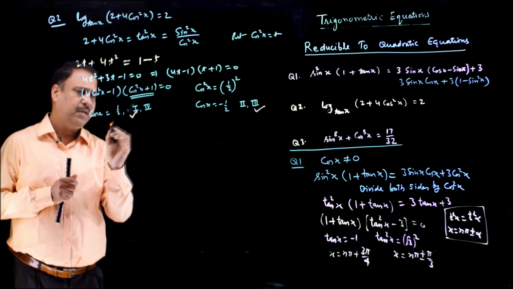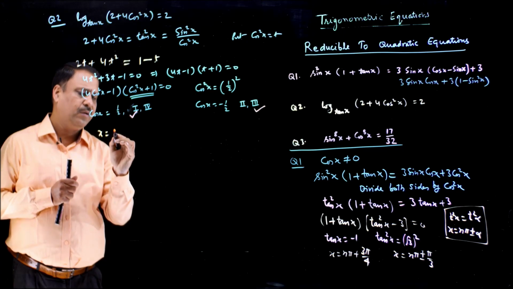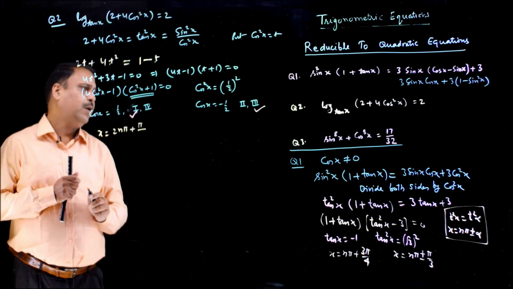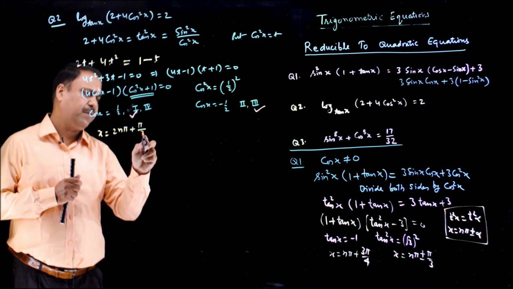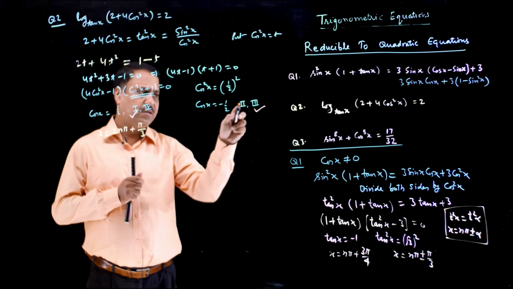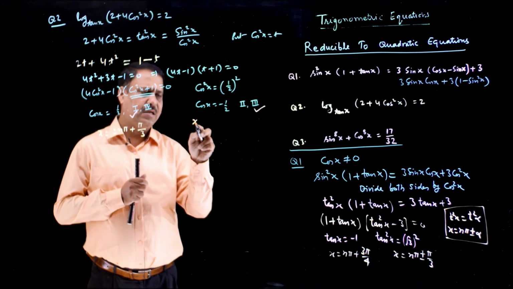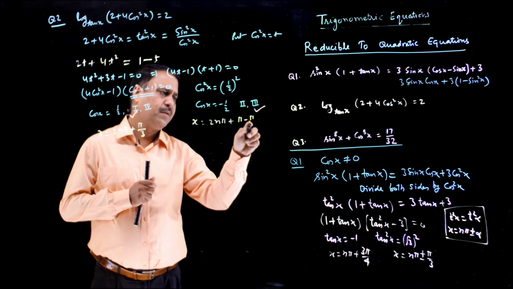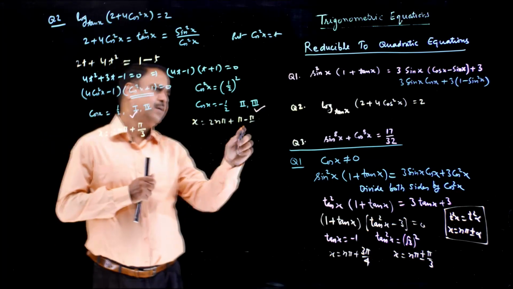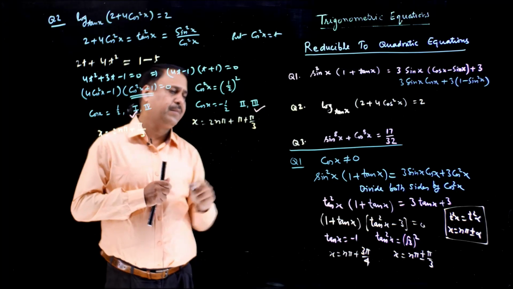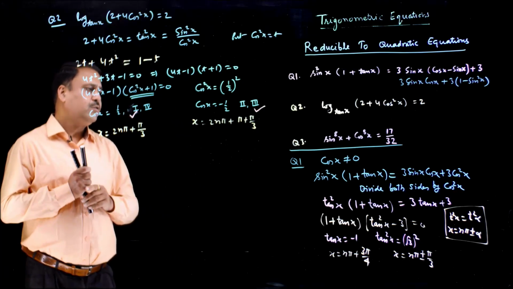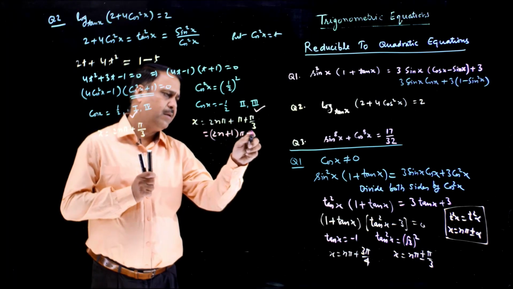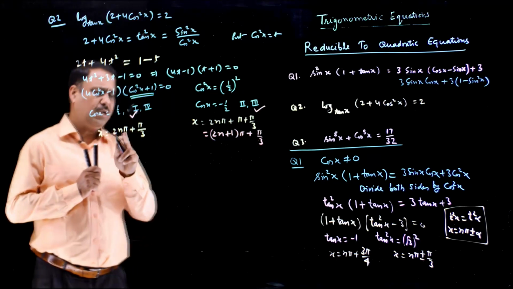So here my solution will be x is equal to first quadrant, 2n pi plus pi by 3, since 1 upon 2 means pi by 3. And here, third quadrant, x is equal to 2n pi plus pi plus pi by 3. So if you observe, this is (2n plus 1) into pi plus pi by 3, and this is 2n pi plus pi by 3.